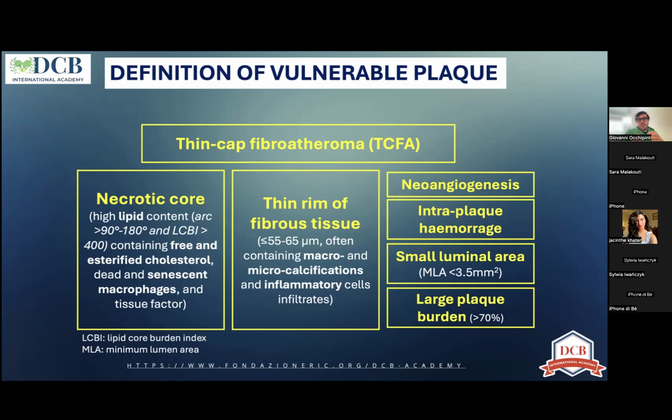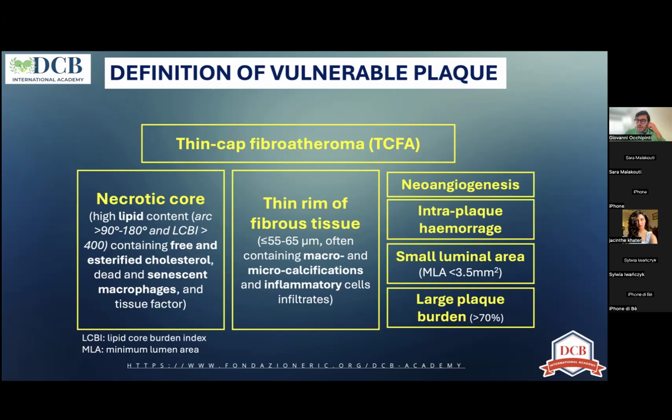lipidic plaque, defined as the presence of a lipid arc more than 90, or in some cases defined by more than 118 degrees, and a lipid core burden index more than 400. So it is a lipid plaque containing free and esterified cholesterol, and also dead and apoptotic macrophages, along with some tissue factors.